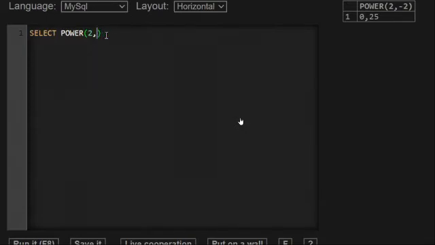Next we change the power. Now 2 to the power 3, that is 8. Now we change both numbers. Now I write 3 comma 3, that is 3 to the power 3, that is 27. Next, in place of power we can write POW. Both work the same. 4 comma 2 means 4 to the power 2, that is 16. Okay. Next function is the round function.